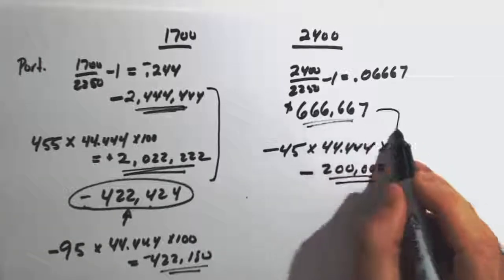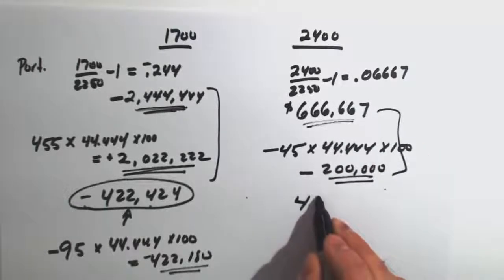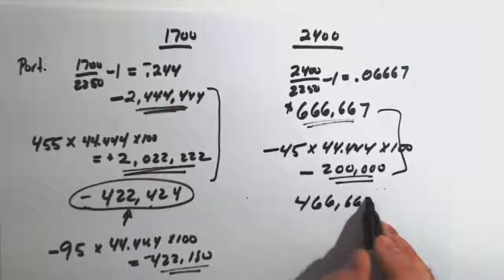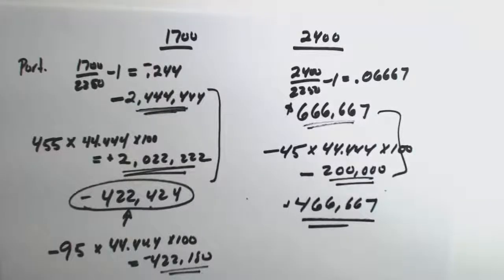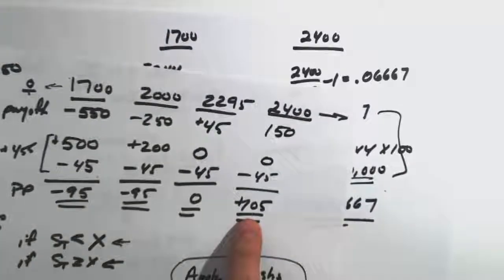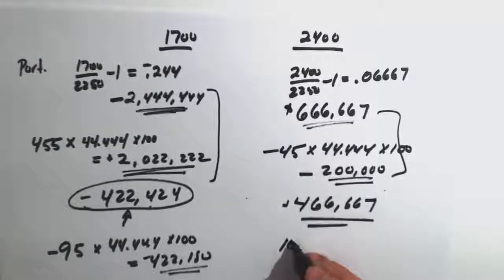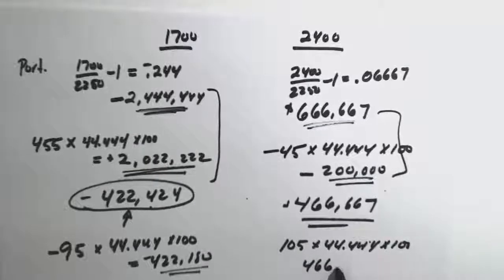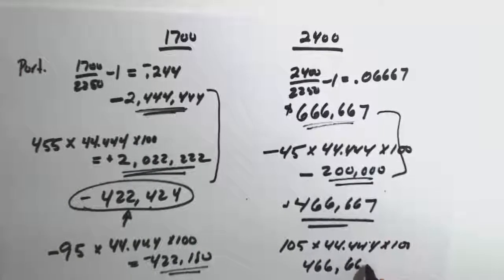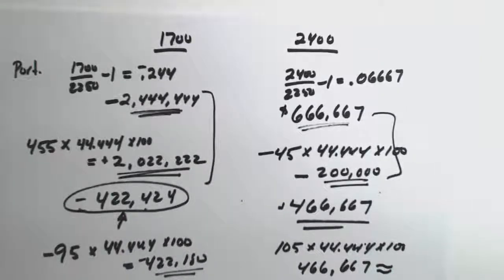So the net effect of these two numbers is 466,667. Okay, positive. And so where does that come from? Well, we've matched it up with this table right here of 105. So take the 105 times the 44.444 contracts times 100, and you're going to come up with 466,667 approximately. And so there you have it. We've accounted for the difference between the portfolio and the option itself.